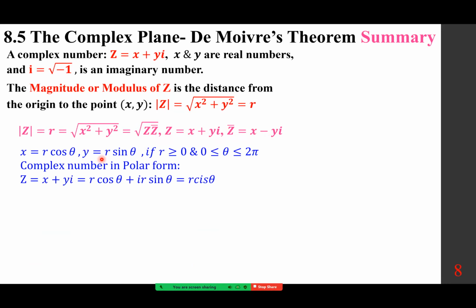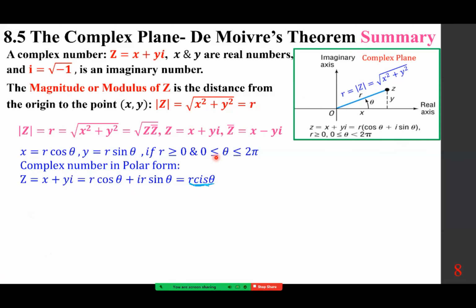So x equals r cosine theta, y equals r sine theta. If r is larger than or equal to 0 and theta is between 0 and 2 pi, the complex number in polar form: z equals x plus yi, x is replaced with r cosine theta, y is replaced with r sine theta. So we have it in this form. Now, the shorthand notation is cis theta. C stands for cosine, i stands for the i, and s stands for sine. So r cis theta is a shorthand notation.